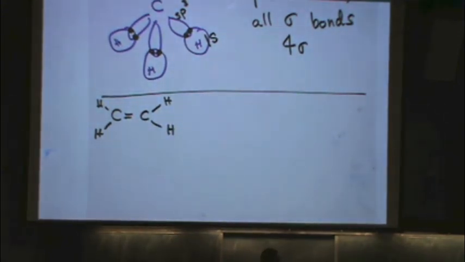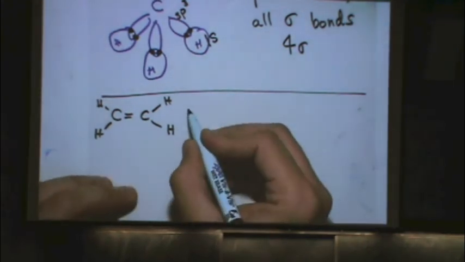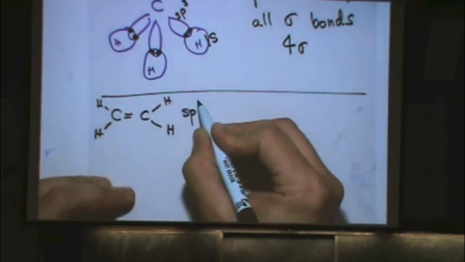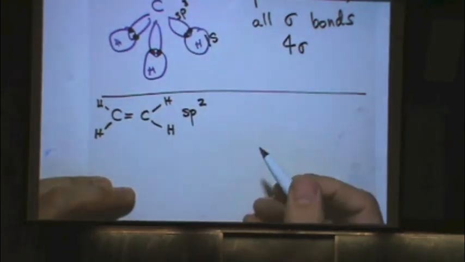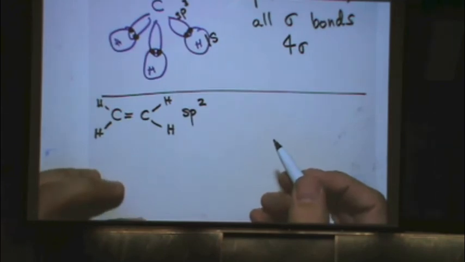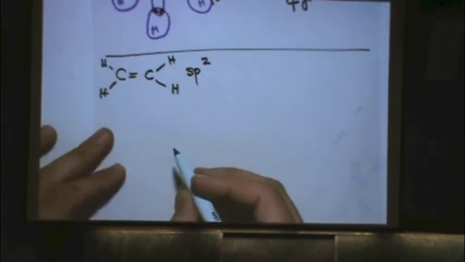Okay. And that one, that's the one I drew second. This has what kind of hybridization? SP what? 2. Previous one was SP3, this is SP2. Okay? So how does this work?